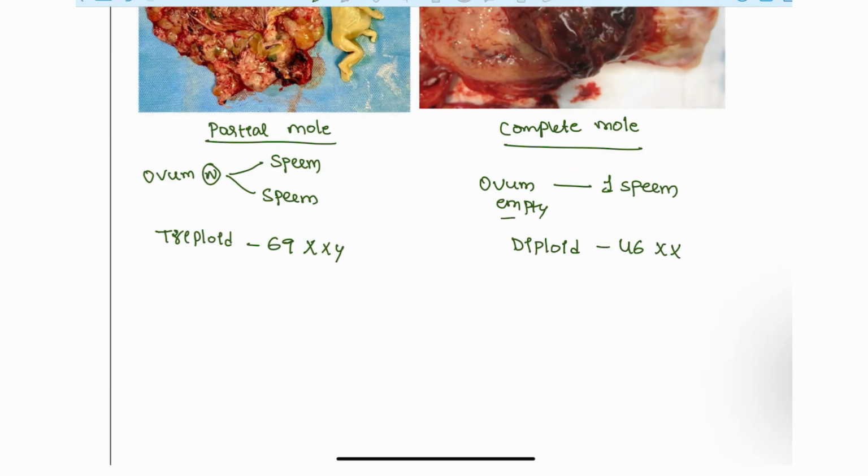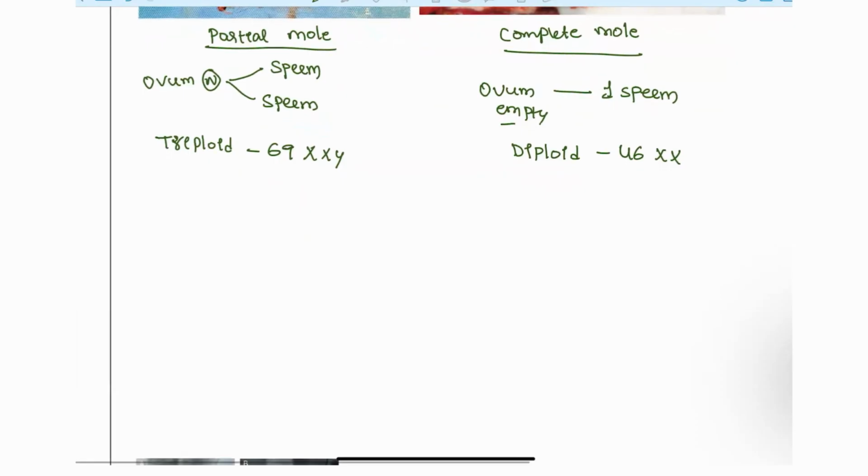Then what are the chromosomes involved here? In the partial mole, the ovum is involved, so maternal chromosome is present, and in the complete mole there is no maternal chromosome. Maternal chromosome is absent. First thing. Next, paternal is present in both. Here you can see the sperm is present in the partial and the complete mole.